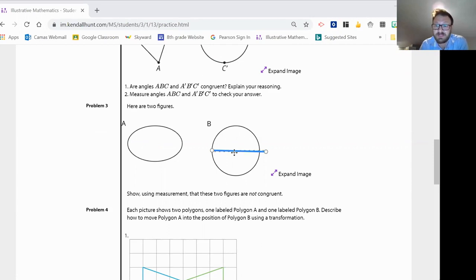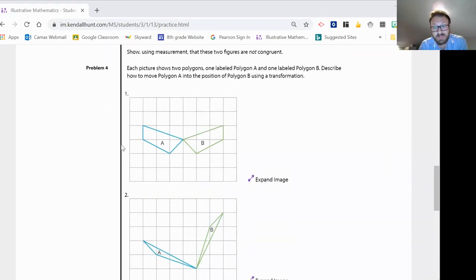Okay. Last problems. And these are a good review. I like these because they're an excellent review for what we're working on. All right. Because this one right here, what is happening from A to B? Each picture shows two polygons, one labeled polygon A, this one, the blue one, and one labeled polygon B, the green one. Describe how to move polygon A to the position of polygon B using a transformation. So like what's happening? How could we describe the transformation from A to B?